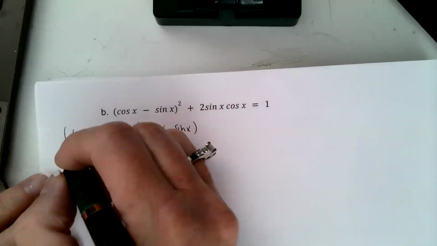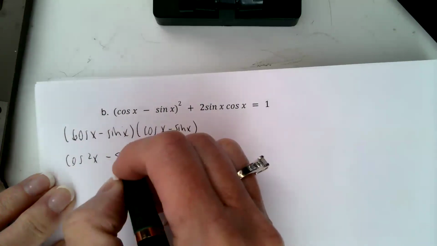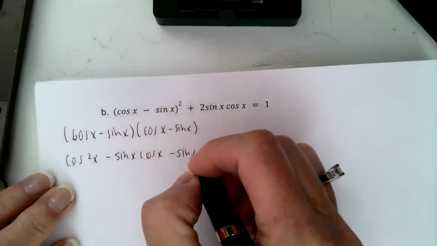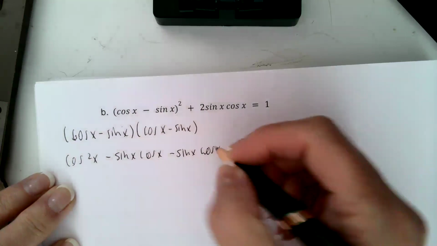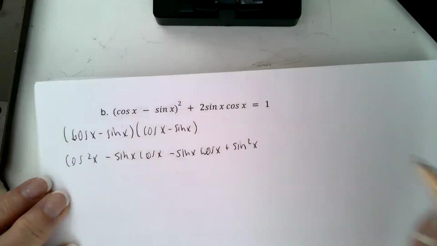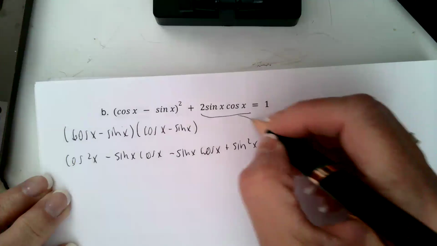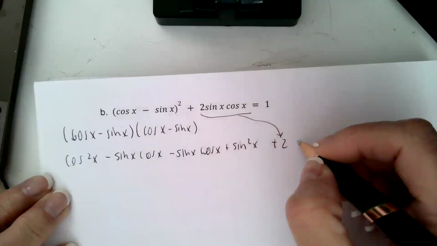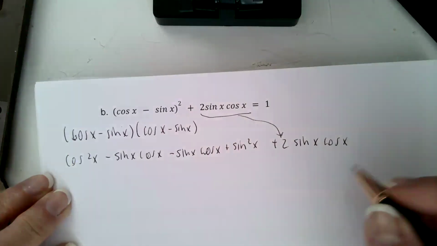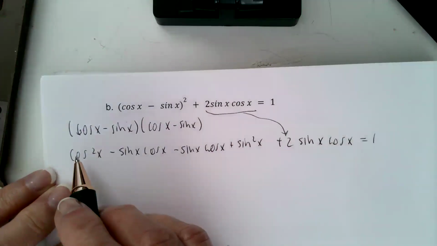So when I do, I get cosine squared x, and then I get a minus sine x cosine x, another minus sine x cosine x, and then a plus sine squared x. Plus, I'm going to bring this down here. So plus 2 sine x cosine x. And I want that to equal 1. Okay. So I'm going to regroup.